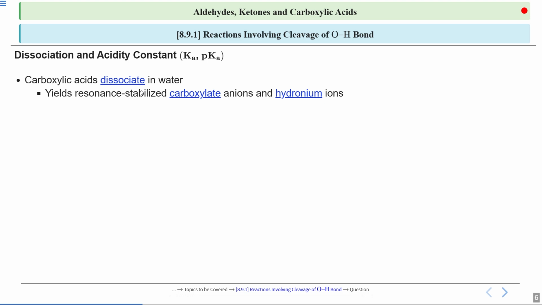As carboxylic acids dissociate, they form resonance stabilized carboxylate anions and hydronium ions. As they dissociate, you will see there will be resonance stabilized carboxylate anions. This resonance stabilization helps to spread out charge, which makes the anion more stable.